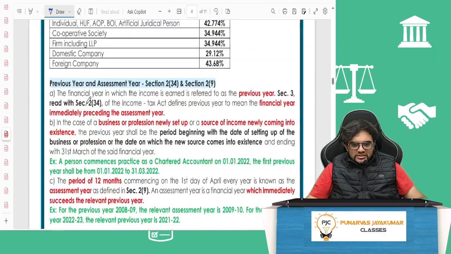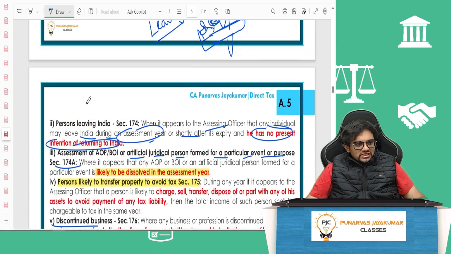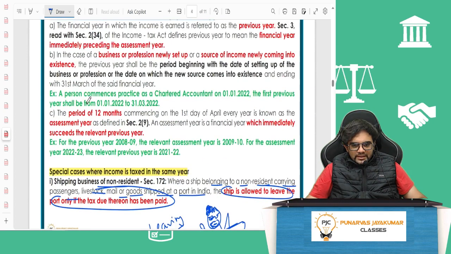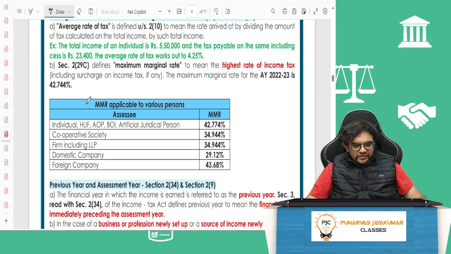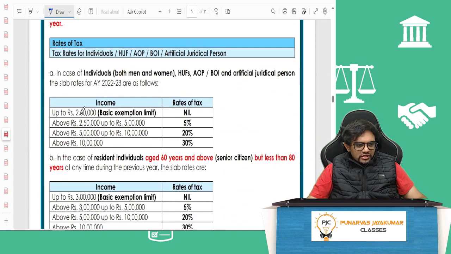Got it, my dear friends? It is all regarding this. So let's take a short break, yes or no? 10 minutes break we'll take, after which we will continue with the tax rates.